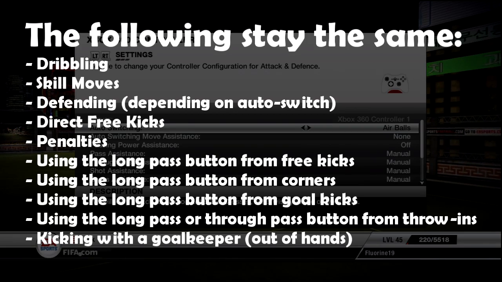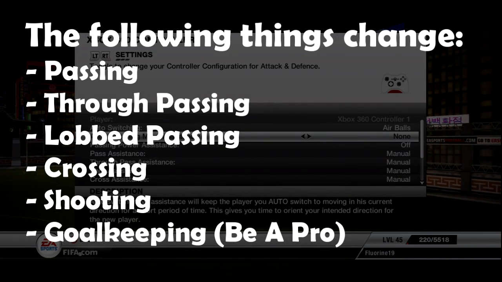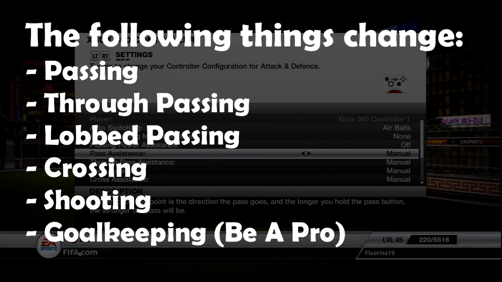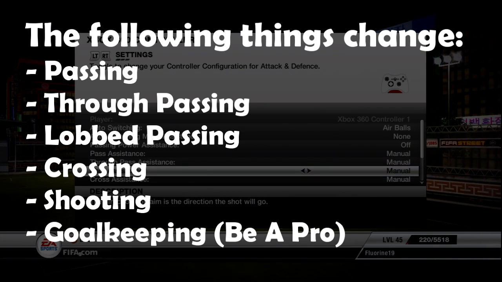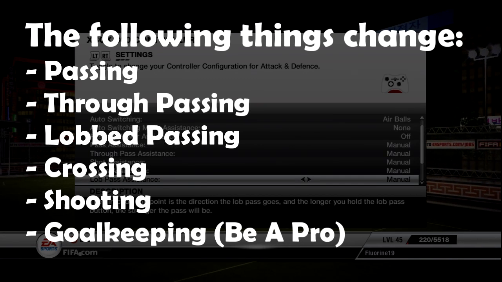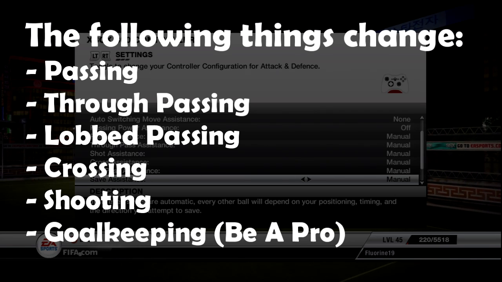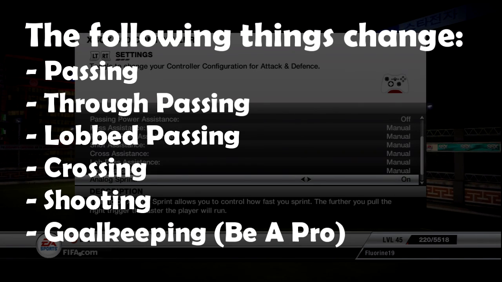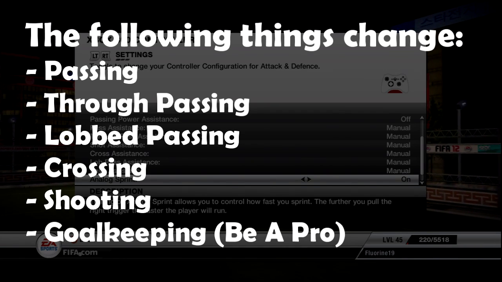Moving on from that to the things that change. As you can see on the right, I've got the list up of all the things that are manual, so these things are going to be pretty obvious. Passing, through passing, lob passing, crossing. I'll do those four first. Basically what happens is you now are responsible for aiming it precisely. You aim precisely where you want, and assuming you get the aim right, that's where the ball will go. And it goes with the amount of power that you apply, or the pass is weighted with the amount of power you apply, or something like that.